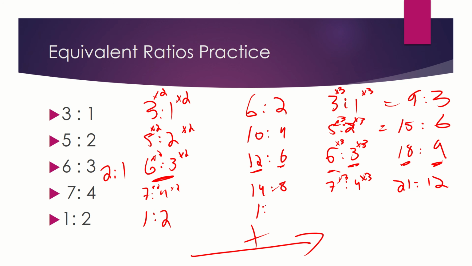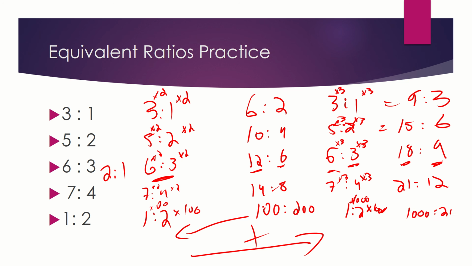So here, let's take 1 to 2. Let's multiply each of these by 100 instead. We're going to get 100 to 200. That's the same ratio as 1 to 2. We could take 1 to 2 and multiply it by 1,000, and we're going to get 1,000 to 2,000. So as you can see, the big thing is that you do the same thing on both sides.